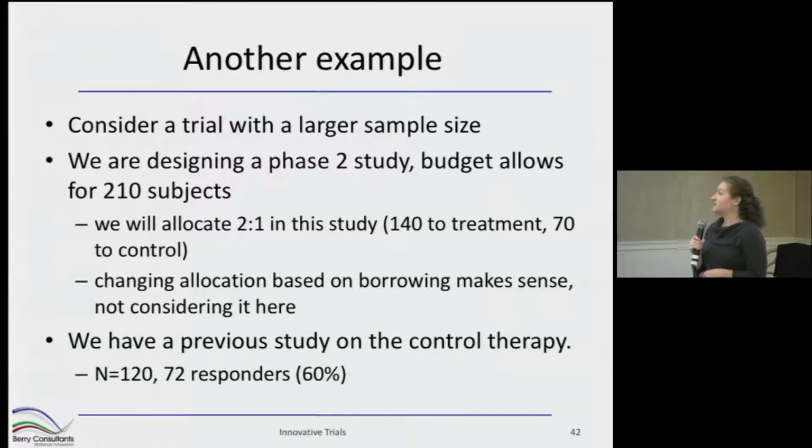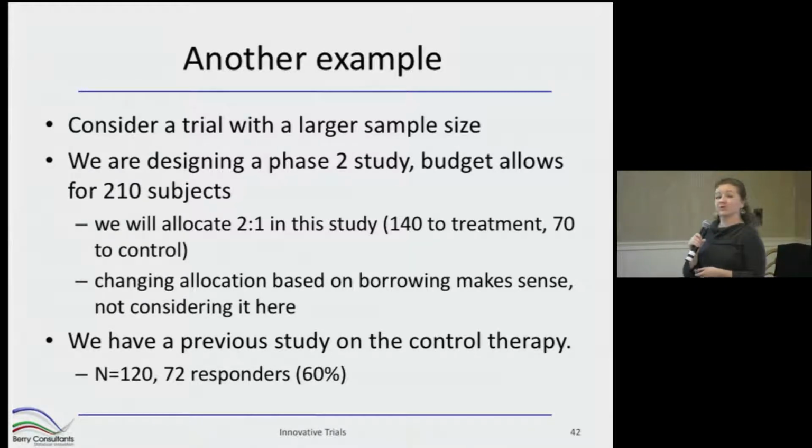So now I'm going to consider an example. We're running a phase 2 trial, and our sample size, the most that we can afford, is about 210 subjects. I'm going to allocate my subjects in a 2-to-1 randomization. So out of those 210 subjects, 140 of them are going to go to the treatment arm, and 70 of them are going to go to a control arm.